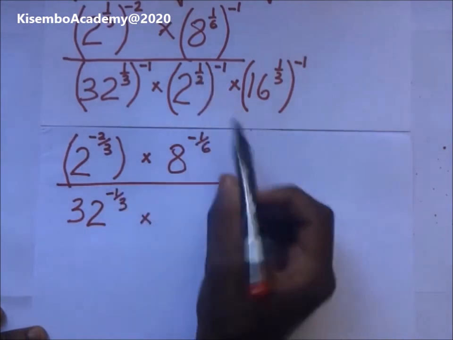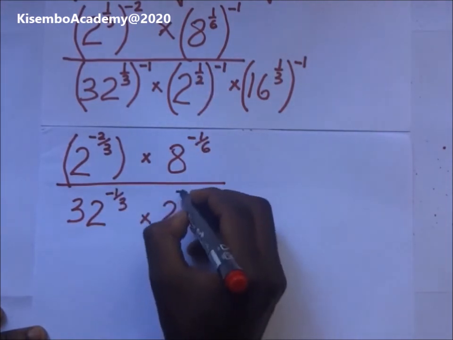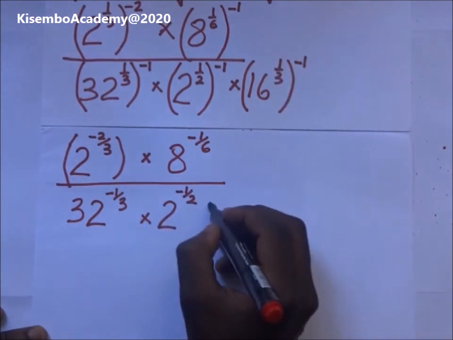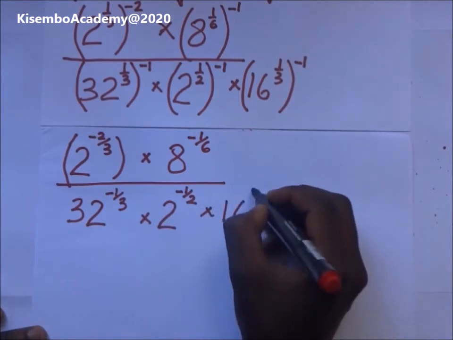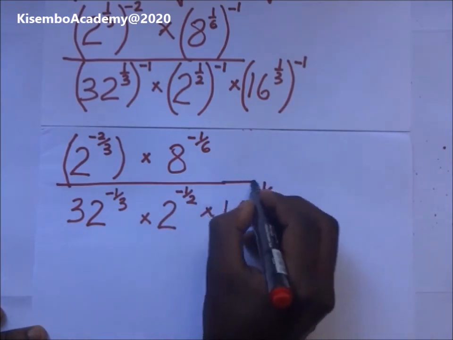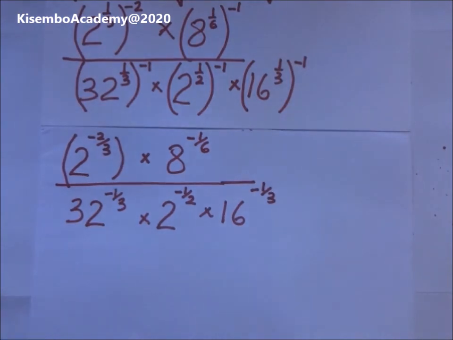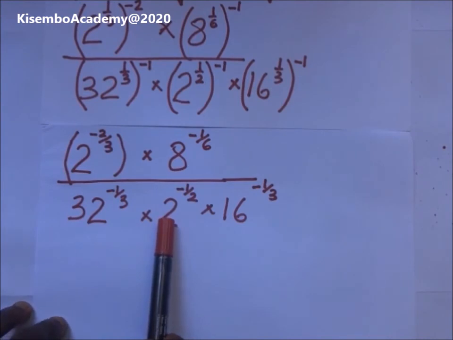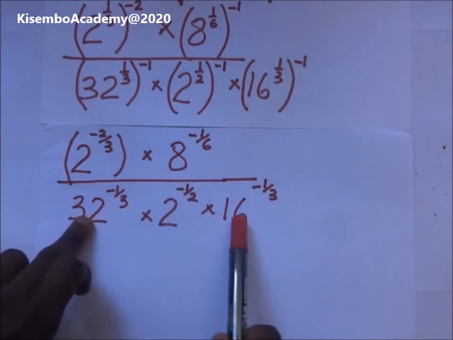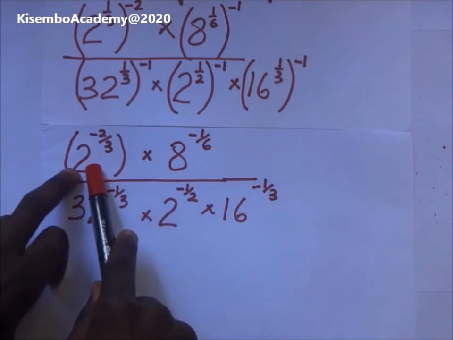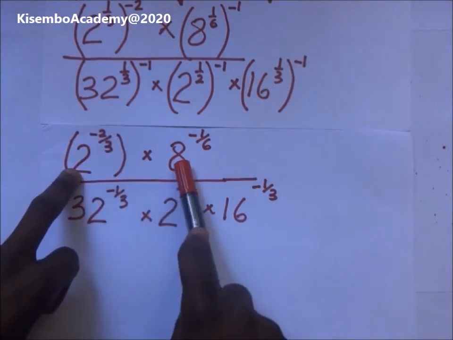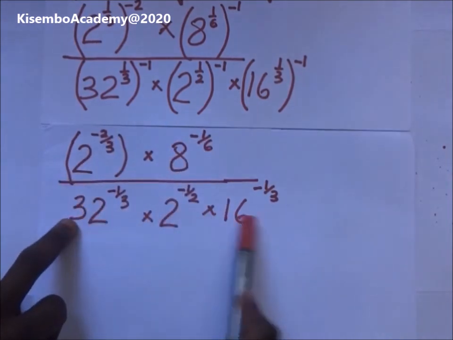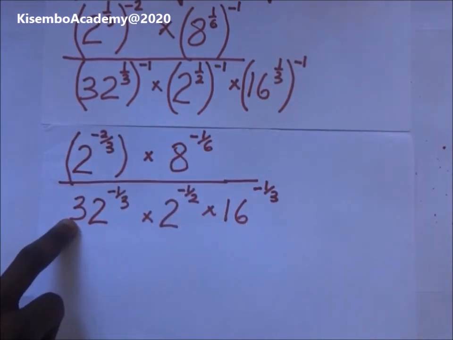Multiply that by a half times negative 1, which is 2 to the power negative a half. Then a third times negative 1 gives us 16 to the power negative 1 over 3. So let's try and make these indices look the same. As you can see, we have even numbers all through. So this is already 2 to the power something. Can we make this one also 2 so that the bases are the same and we simplify the powers? Likewise down here. So we are going to take that approach.